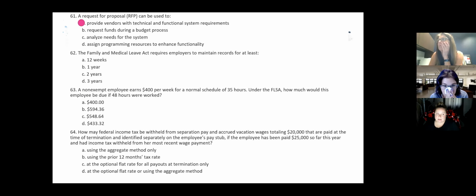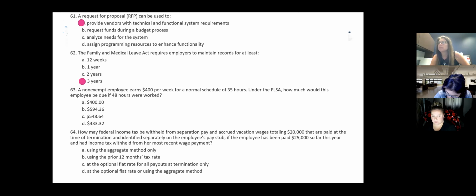So, the Family and Medical Leave Act requires employers to maintain records for at least, this one was on yesterday, maybe? I don't know. This whole week is running together in my head. Yeah, it's 3 years. Good job.